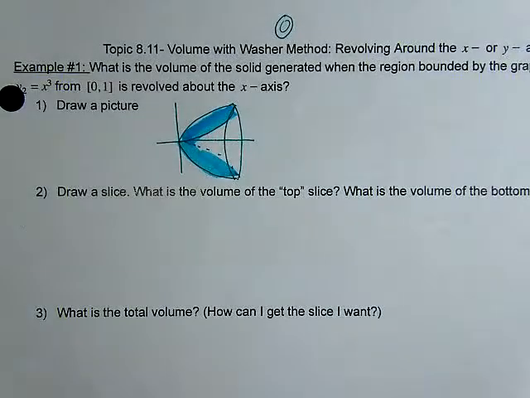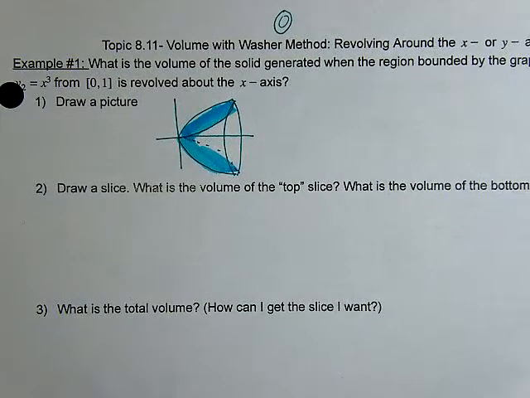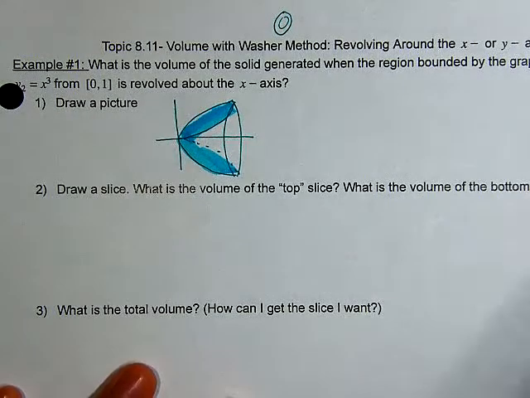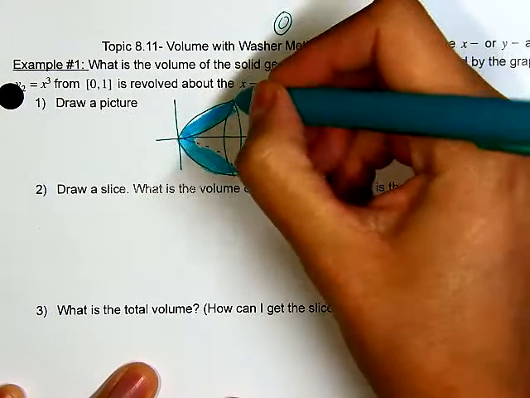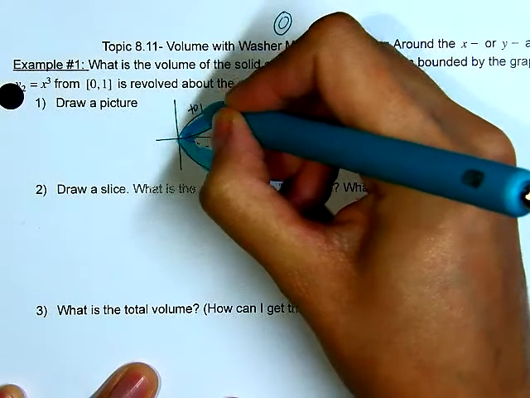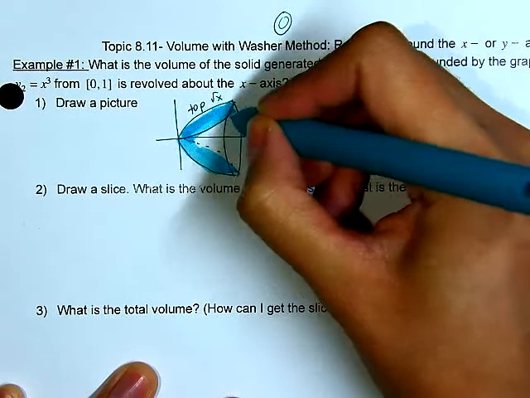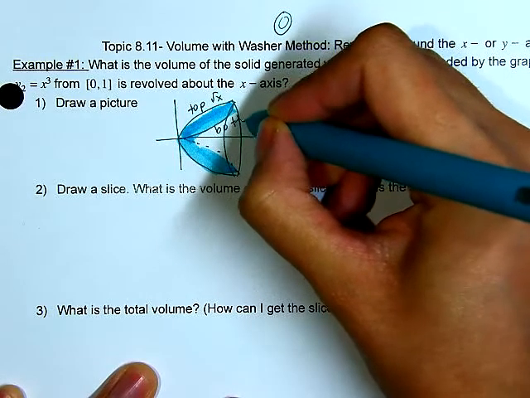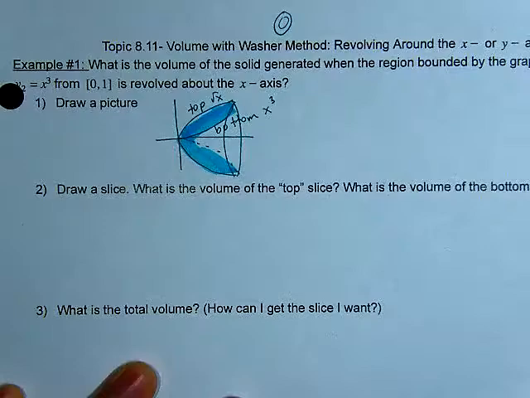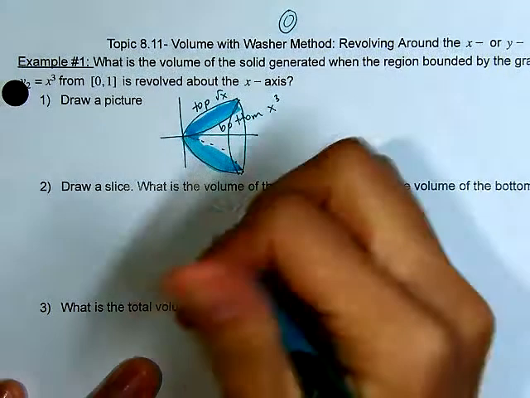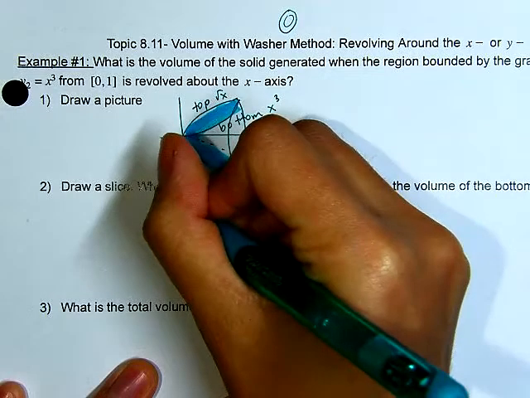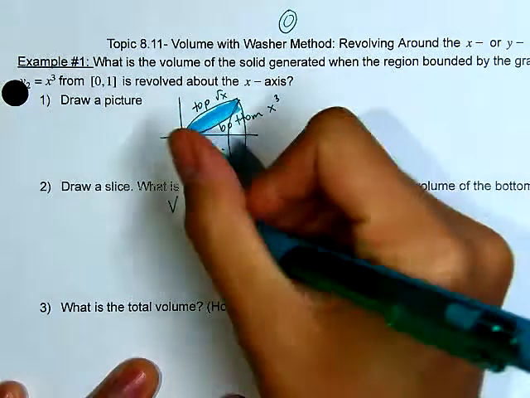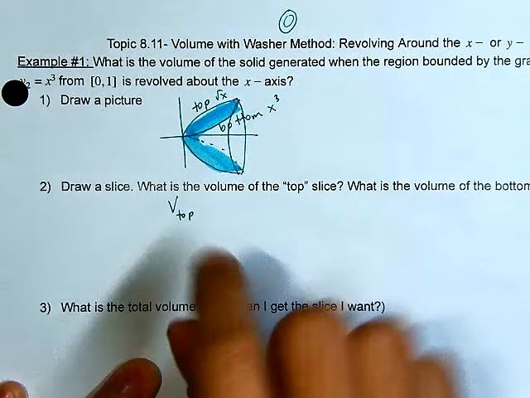Next thing we need to do is to draw a slice and figure out what the volume of the top slice is and what the volume of the bottom slice is. You can see here that my top curve is square root of x and my bottom curve is x cubed. So if I want to imagine a volume of the top slice, I'm going to call it V subscript top.